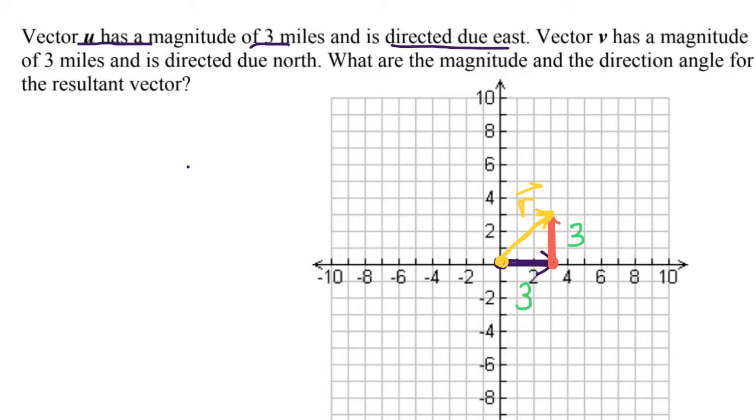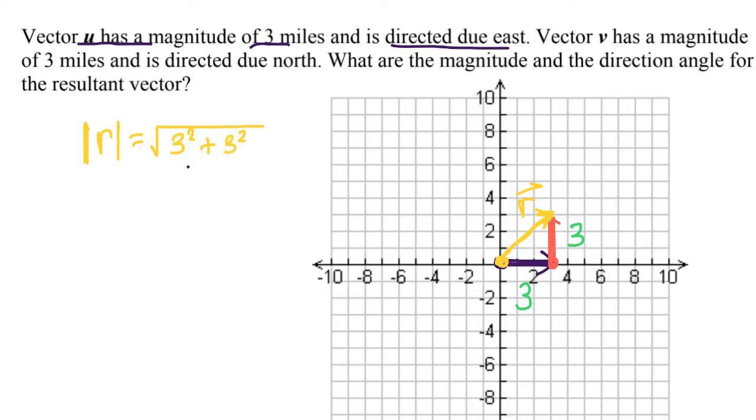If we want to know the magnitude of our resultant vector, then we need our distance formula. The magnitude of vector R is going to be the square root of, how long was one of the sides? 3 squared, plus what's the distance of the other side? 3 squared.